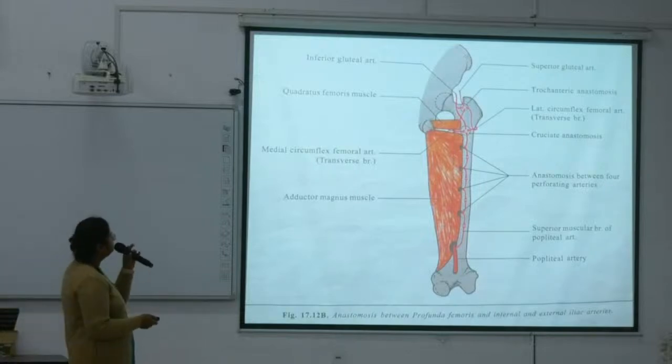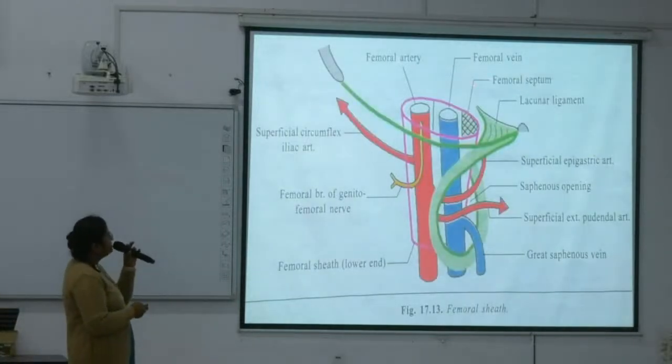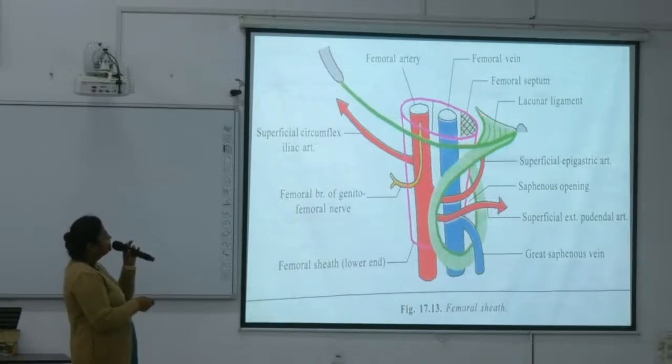Next, this is the femoral sheath. You can see the pink compartments: the lateral-most containing the artery and the femoral branch of the genitofemoral nerve, the intermediate containing the vein, and then the femoral canal. The upper end of the canal is the femoral ring, covered by the cribriform fossa.